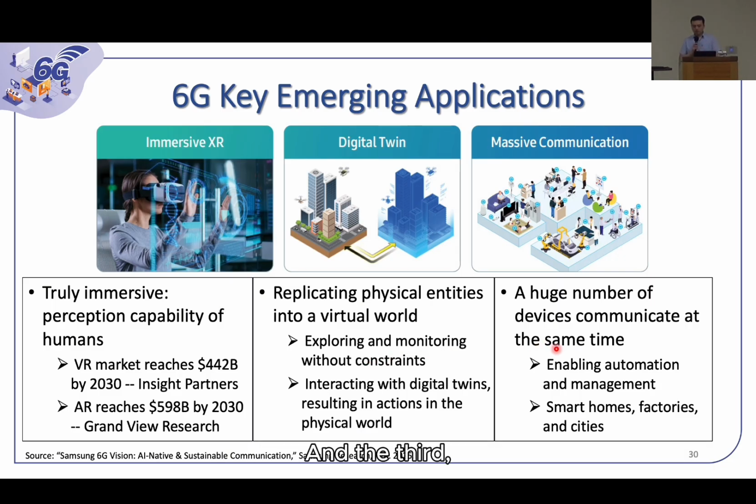And the third, massive communication. So actually, the massive communication is also expected to support the digital twin. Okay, so for example, we need a large amount of sensors to get the status of different components, and we also need this massive communication to support smart homes, factories, and cities.